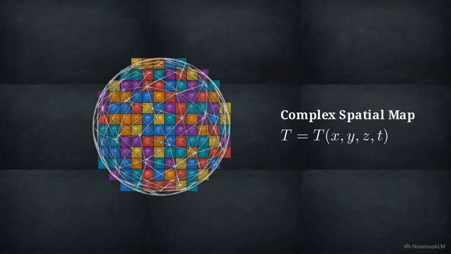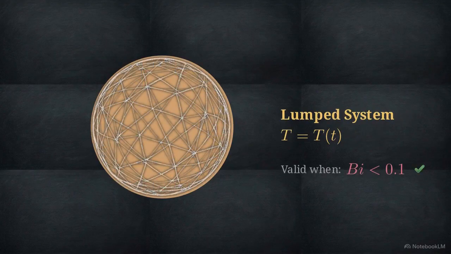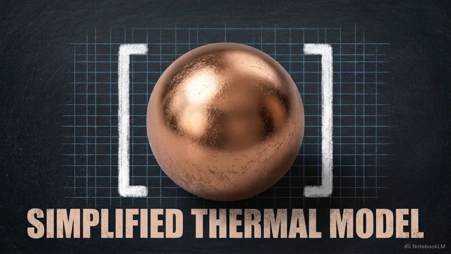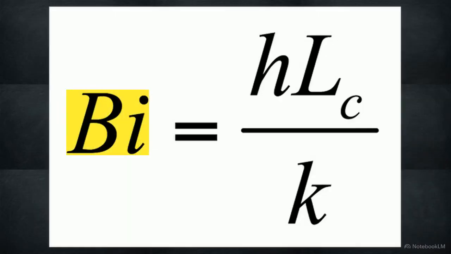Because the metal ball heats so evenly, we don't have to map out 100 different internal zones. Engineers can treat the entire object as a single, uniform unit, using a method called lumped system analysis. Before we can use that method, we have to prove mathematically whether an object will act like the evenly heated copper ball or the unevenly heated beef. This simple equation calculates the Biot number. Think of it as a mandatory test every object must pass before we can use the simplified model.